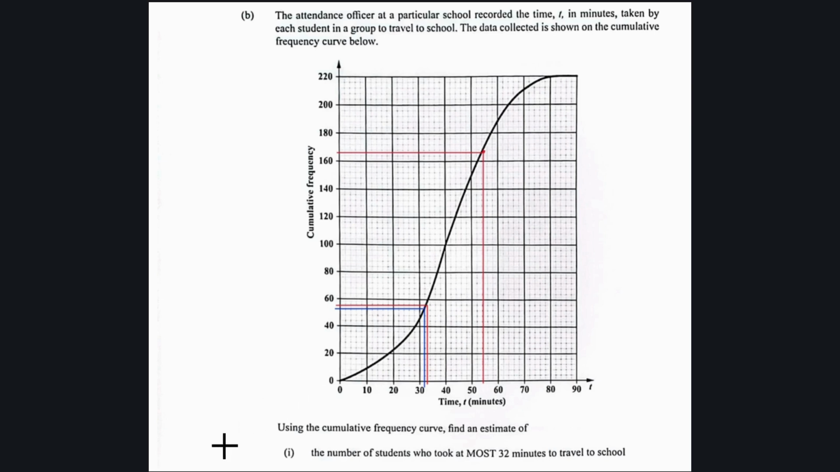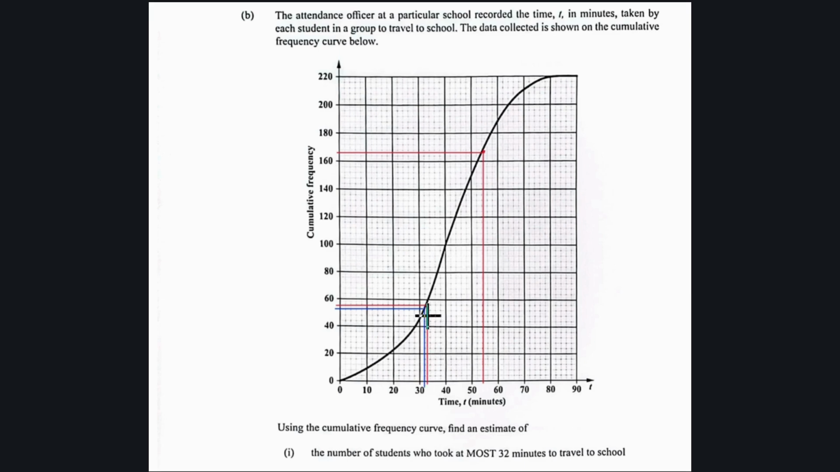So let's look at the first part of this question. The number of students who took at most 32 minutes to travel to school. This is just like what we've been talking about. We're talking about 32 minutes, so first we need to locate 32 minutes on the x-axis. I've already gone ahead and drawn the line. 32 minutes in this case is represented by the blue line, because every one of these small blocks on the x-axis represents 2 minutes.